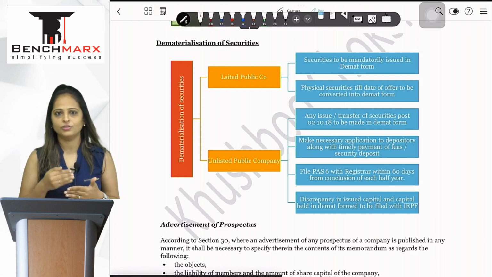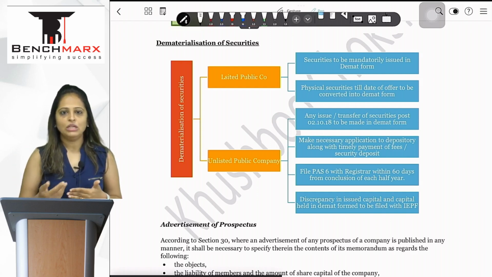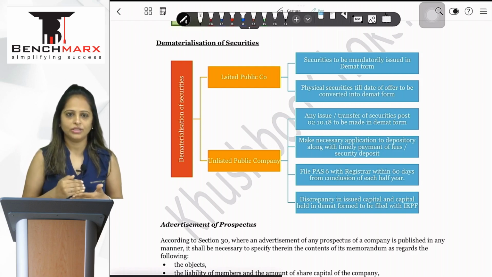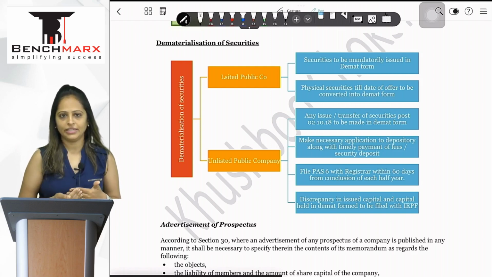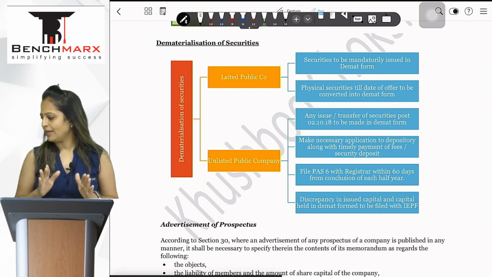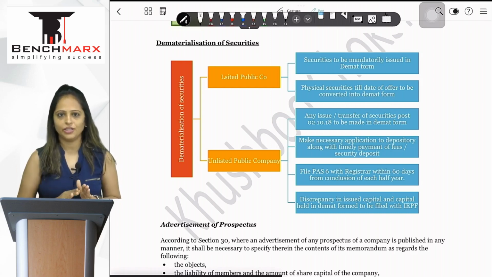But now for unlisted public companies from 2nd October 18, if they want to transfer any security or they want to deal with any security, then that has to be in the demat form only. So it has to be put in the demat form first, and only then they can trade in that particular security. So every public company is required to have securities in the demat form. Private companies can have securities in physical form also, and that is perfectly okay.